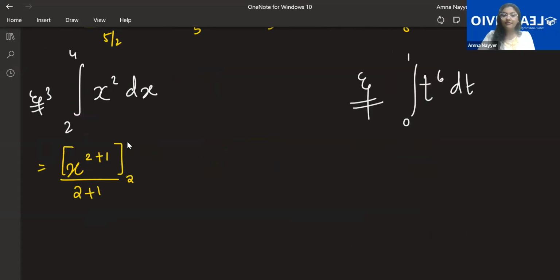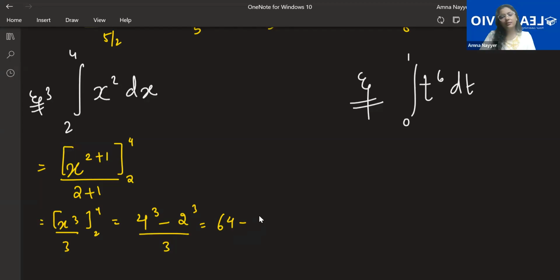Because integration cannot be done without writing the steps, as there are various things, like power substitution and all. So this becomes x cube by 3 from 2 to 4. This becomes 4 to the power 3 minus 2 to the power 3 divided by 3. This will be 64 minus 8 divided by 3.